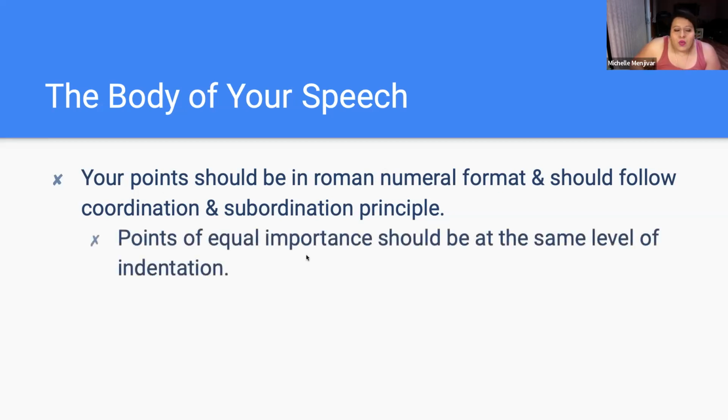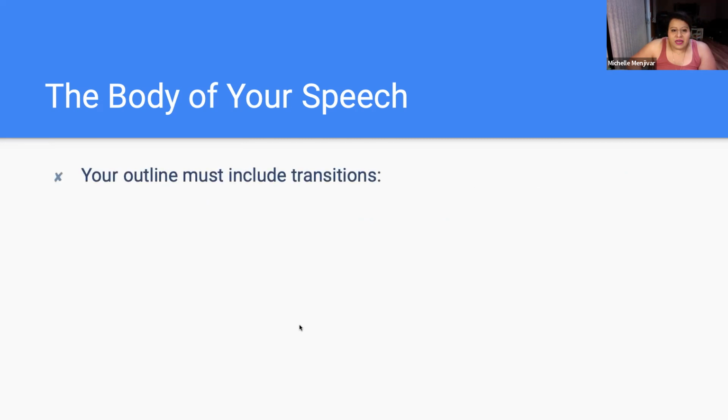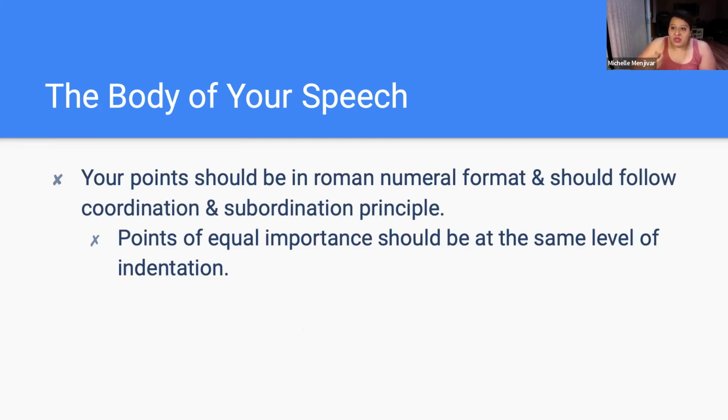And the thing when you're doing your outline is that all the points of equal importance are going to be at the same level on your paper. As you notice here, this point, the main point I'm focusing on in the slide, is at the far edge of the slide, while this one is underneath, which supports the one above. That's literally how outlines work. You have your main point, and whatever is indented underneath is supporting the previous point.